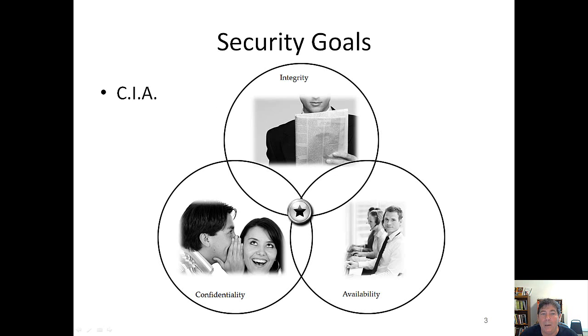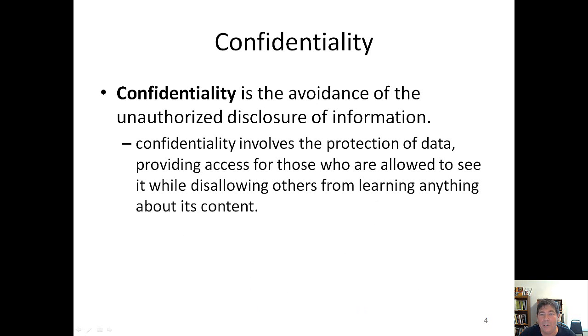So we commonly use an acronym, CIA, to describe security goals. And CIA stands for Confidentiality, Integrity, and Availability. Confidentiality is the avoidance of the unauthorized disclosure of information. Confidentiality involves the protection of data, providing access for those who are allowed to see it, while disallowing others from learning anything about its content.